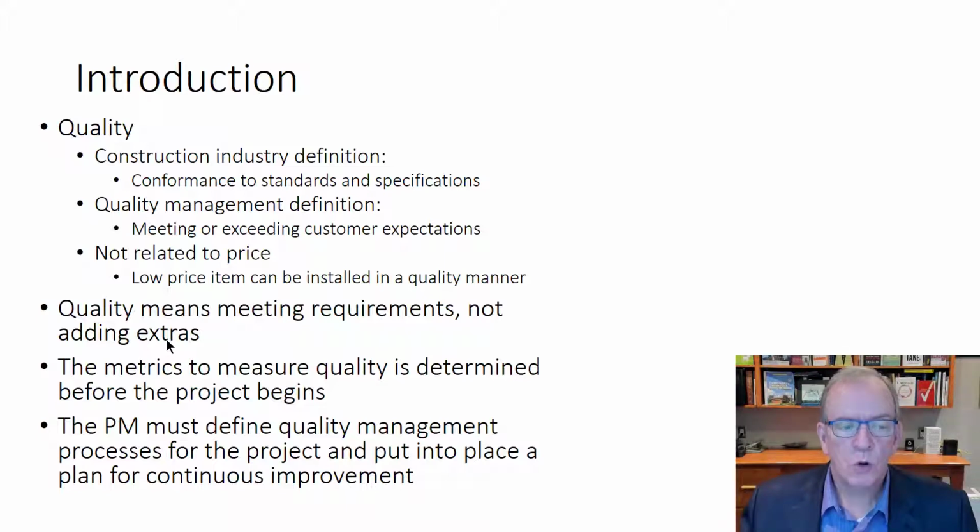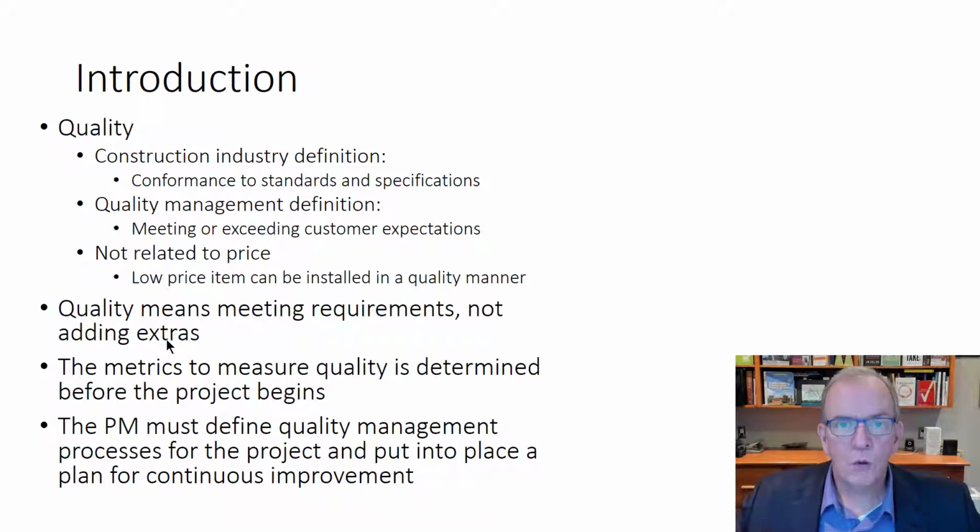The metrics to measure quality should be determined before you start. And so that's where we'll talk about quality assurance compared to quality control. We've got to have a plan in place, and we've got to know what the mechanisms are that we're going to enact that plan to ensure quality, to build confidence that we're going to meet quality expectations. And the project manager is really responsible, the project manager and the site team, site superintendent, for defining quality management processes for the project, and also understanding that those processes probably are going to need to improve. That's the whole continuous improvement aspect.